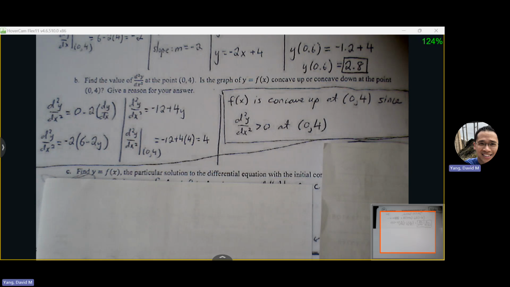Part C, let's solve our differential equation. So now we go back to part A. Now we can use that differential equation to do all the process that we've been practicing, right? Separate the variables, take the antiderivative.